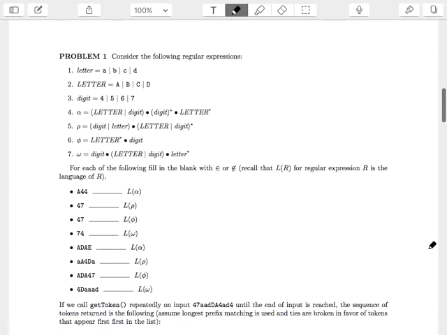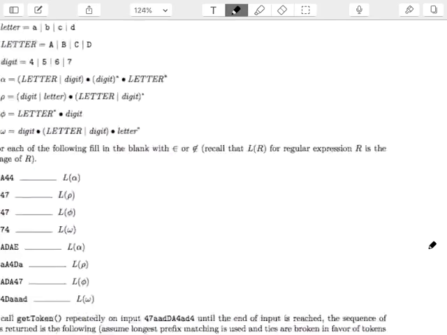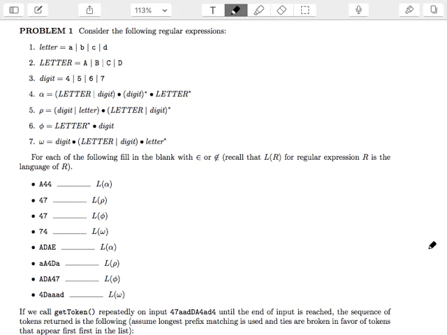All right. For this to not be super boring of just me doing a midterm, we're going to do this together. So problem one says, consider the following regular expressions here. We have seven regular expressions. Some of them are building on each other.